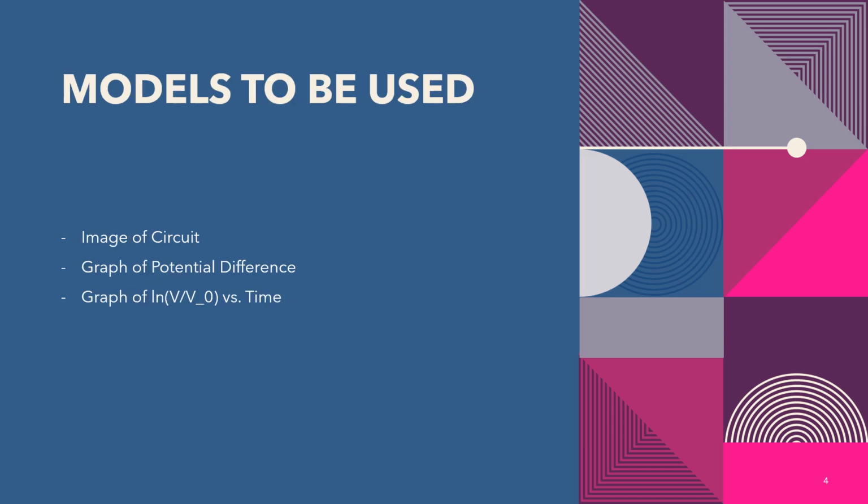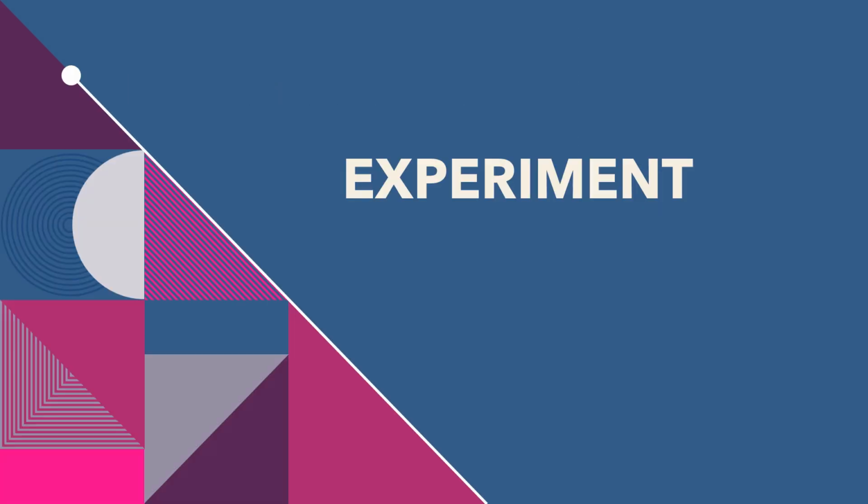Models to be used include images of the circuits, a graph of potential difference, and a graph of the natural log of the potential difference versus time, which will become relevant later. Next, we will hop into the experiment section.